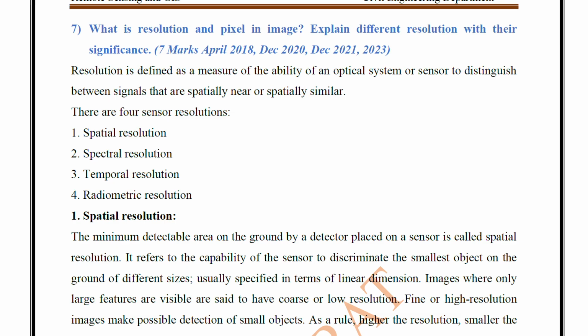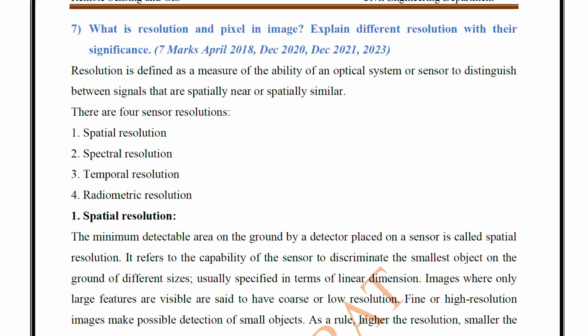A resolution is defined as a measure of the ability of an optical system or sensor to distinguish between signals that are spatially near or spatially similar. There are four sensor resolutions. First is spatial resolution, second is spectral resolution, third is temporal resolution, and fourth is radiometric resolution.